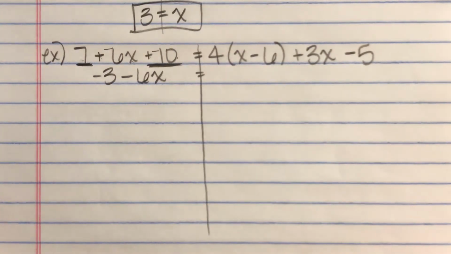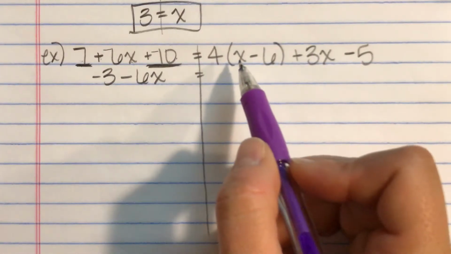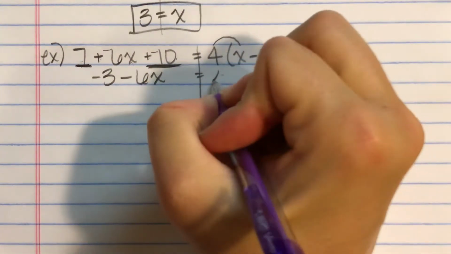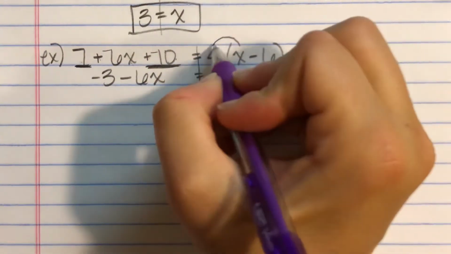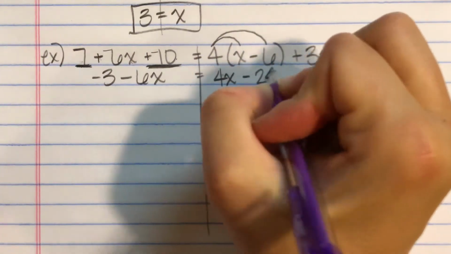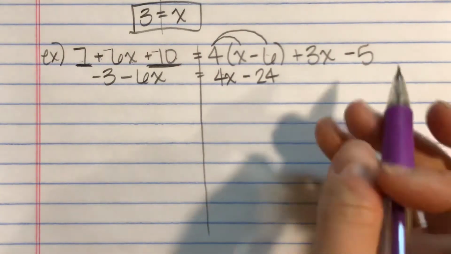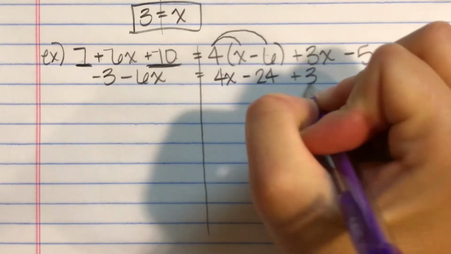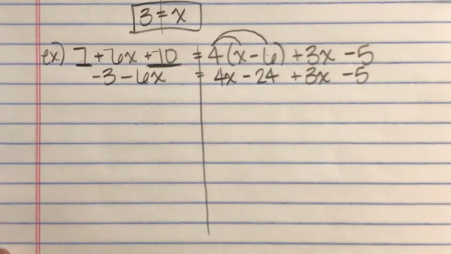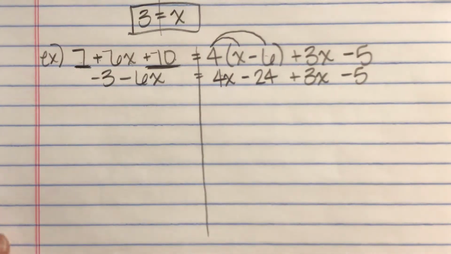On the right-hand side, if I see parentheses, I'm automatically checking for the distributive property, which this does have. 4 times x is 4x. 4 times negative 6 is negative 24. And then I'm just going to pull these other pieces straight down because I'm only doing one thing at a time. Okay, if I showed work here, then I don't want to be trying to do extra stuff.